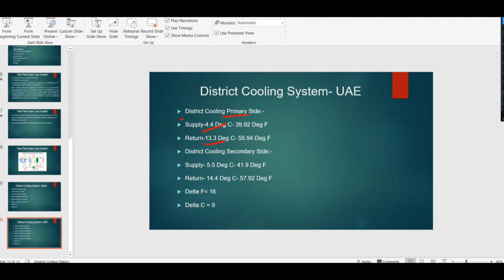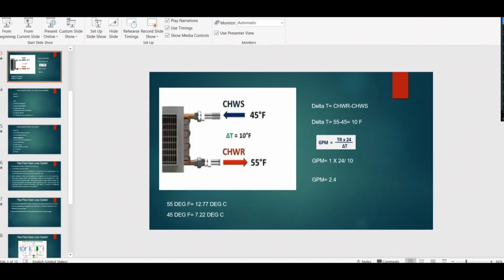Normally when you go to the secondary side, at least 1 degree higher temperature will be there. For example, here it is 4.4, meaning it is 5.5; here it is 13.3, meaning it is 14.4. If you see the delta T, this is based on the UAE, the delta T here is also 16 degrees Fahrenheit, 9 degrees Celsius. So the overall delta T is the same for Qatar and UAE, but the internal temperature is different for both countries. So in this case, what will happen?